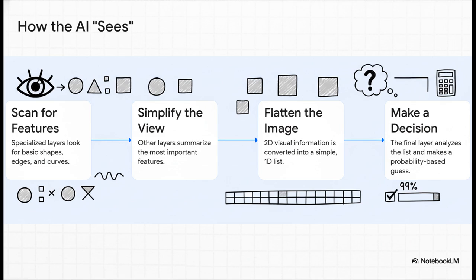First up, you have these specialized layers that just scan the image for the absolute basics. We're talking simple edges, curves, and shapes. Then, the next set of layers comes in and simplifies everything. It's like taking a complex picture and boiling it down to just the most important parts. After that, all that visual info gets flattened out from a 2D picture into just a simple single list of numbers. And that's the final step. The last layer looks at that list and makes its decision, its best guess, based on probability. It's basically saying, okay, based on everything I see, I'm 99% sure that's a 9.